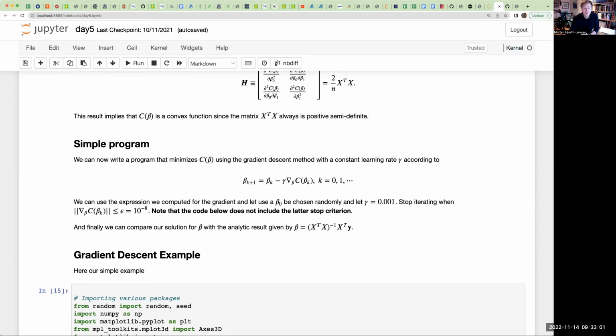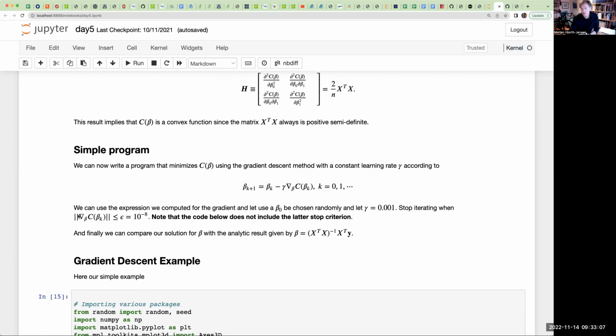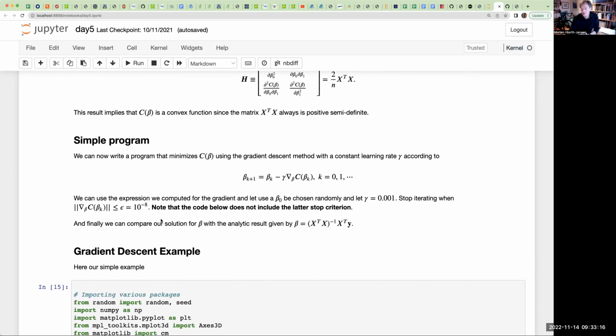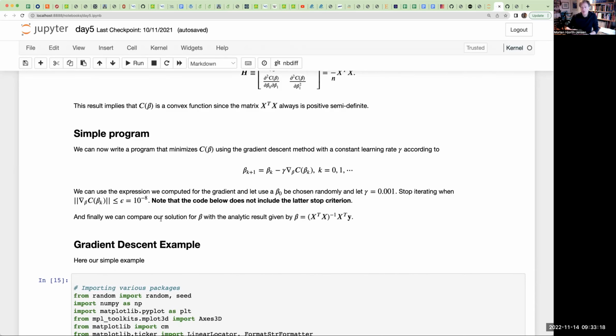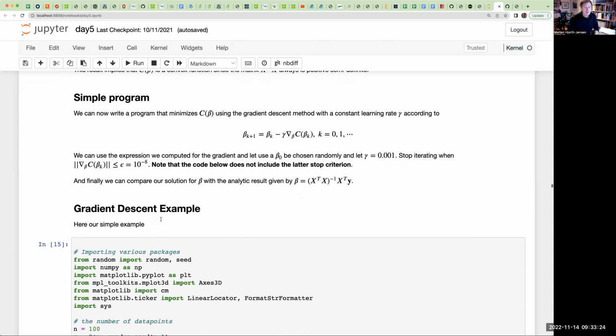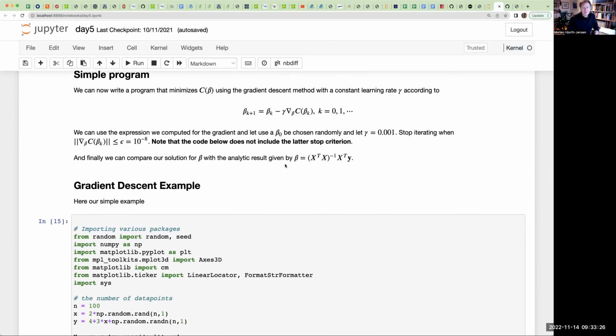You could stop iterating when you have reached a gradient which is smaller than a given quantity, or when the difference between the new value of beta and the previous one is smaller than a given quantity. Now, in the code below here, I haven't included such a stopping criterion. This is just plain laziness. So this code also compares the result with the analytical result we get from linear regression.